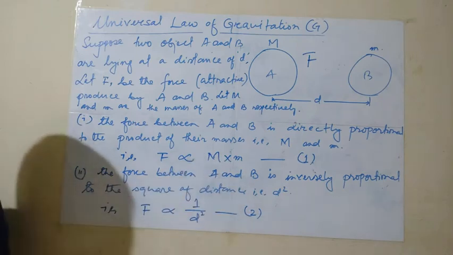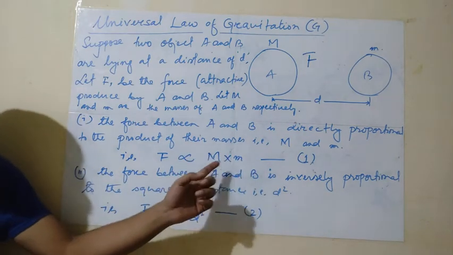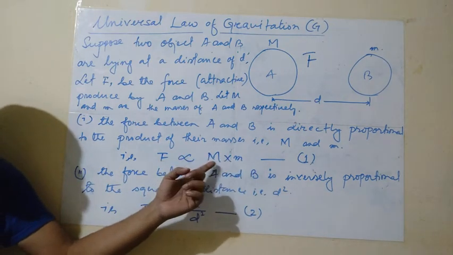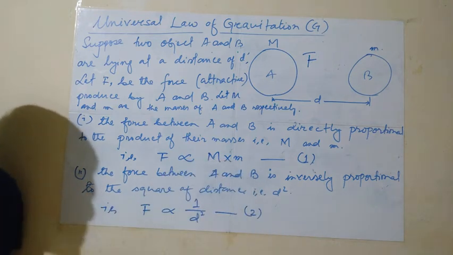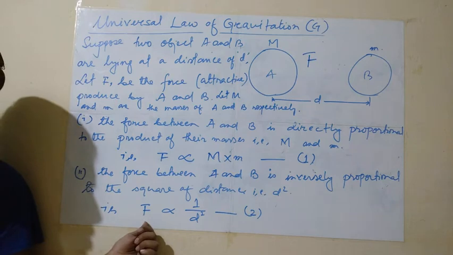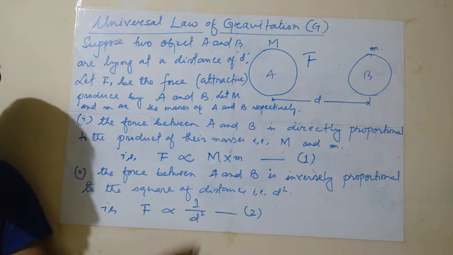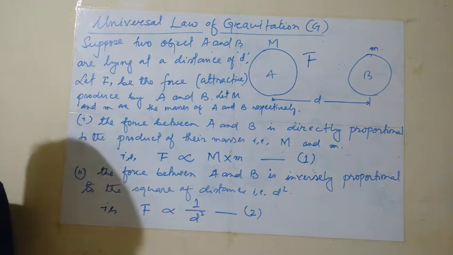We got how many equations? Two equations. The first one, force is directly proportional to the product of their masses, M into m. The second one, the force is inversely proportional to the square of the distance. Okay, please copy down this first page.